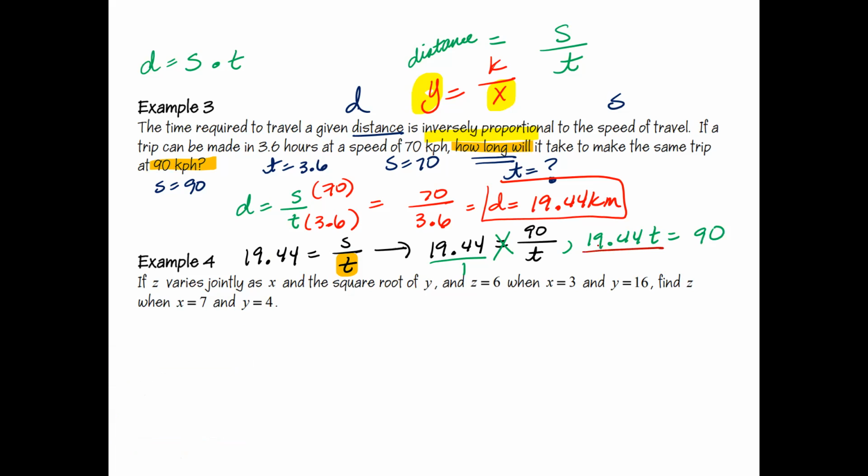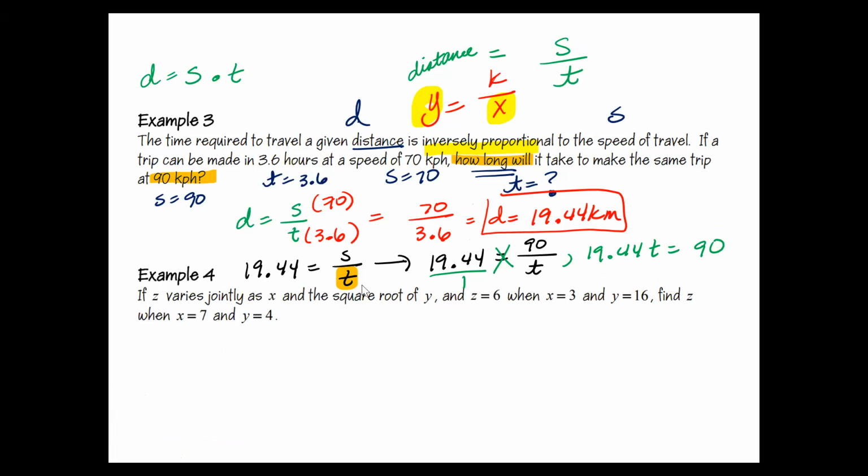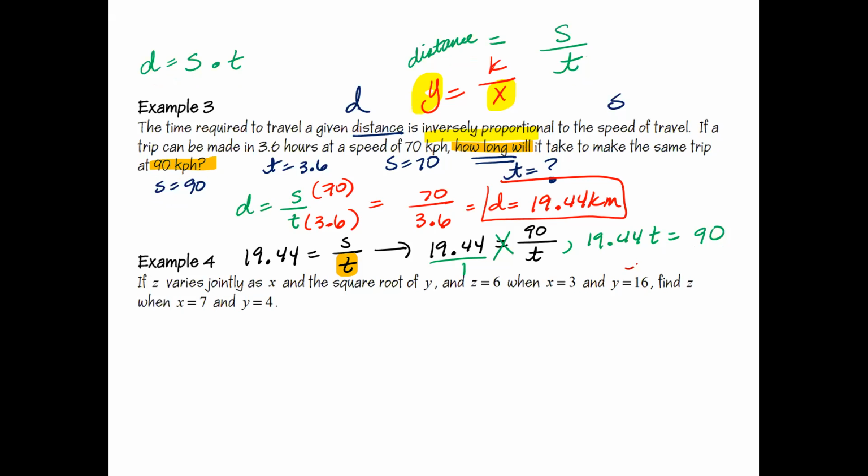And then how do you get rid of the 19.44? You just divide it. So what is 90 divided by 19.44? 90 divided by, was it 9.44 or 19.44? I forgot. Oh, 19.44. And what is your time? 4.63. Hours. There we go, that's the unit. Ta-da! And that's your answer.